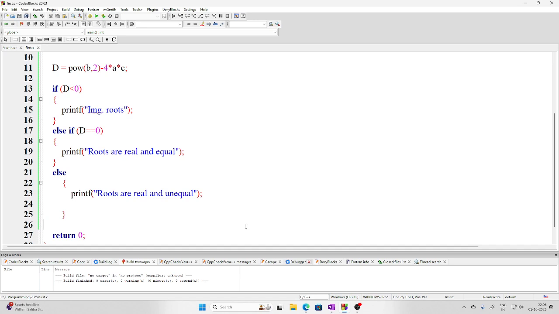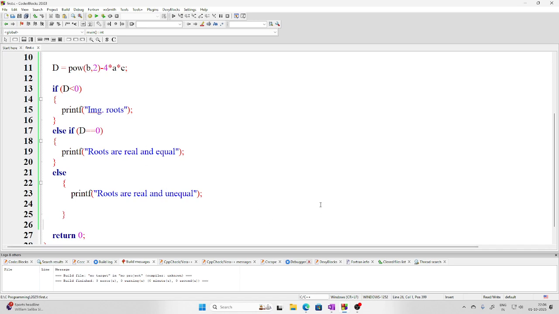Okay. So in this way you can write this simple program of finding whether the numbers entered by the user, which will be acting as coefficients for that quadratic equation, represent a quadratic equation which is having imaginary roots, real equal roots, or real and unequal roots. That's it, simple.